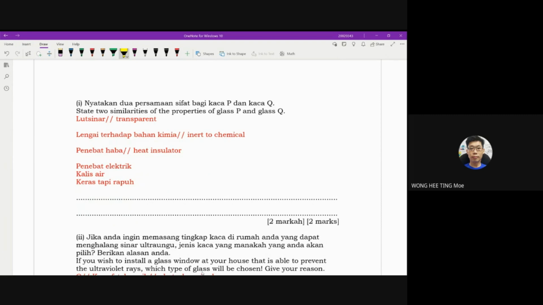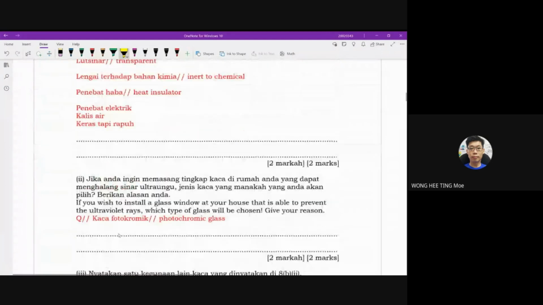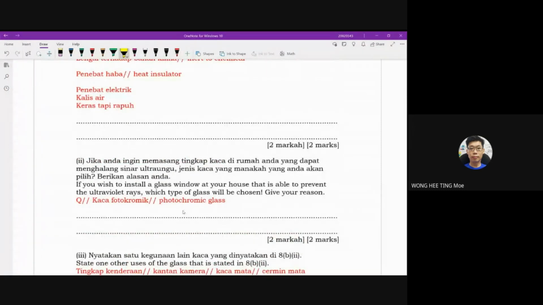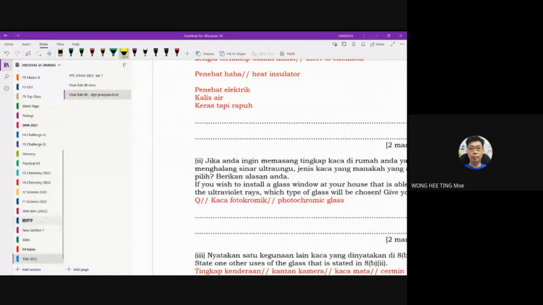If you wish to install a glass window at a house that is able to prevent ultraviolet rays, which type of glass will be chosen? Give your reason. Just now I mentioned already, it is Q, the photochromic glass. Give your reason. Why do you choose this one? Photochromic glass can block the UV light, right? But what should you write for your answer, class? We have discussed in the class already. Now we revise back.